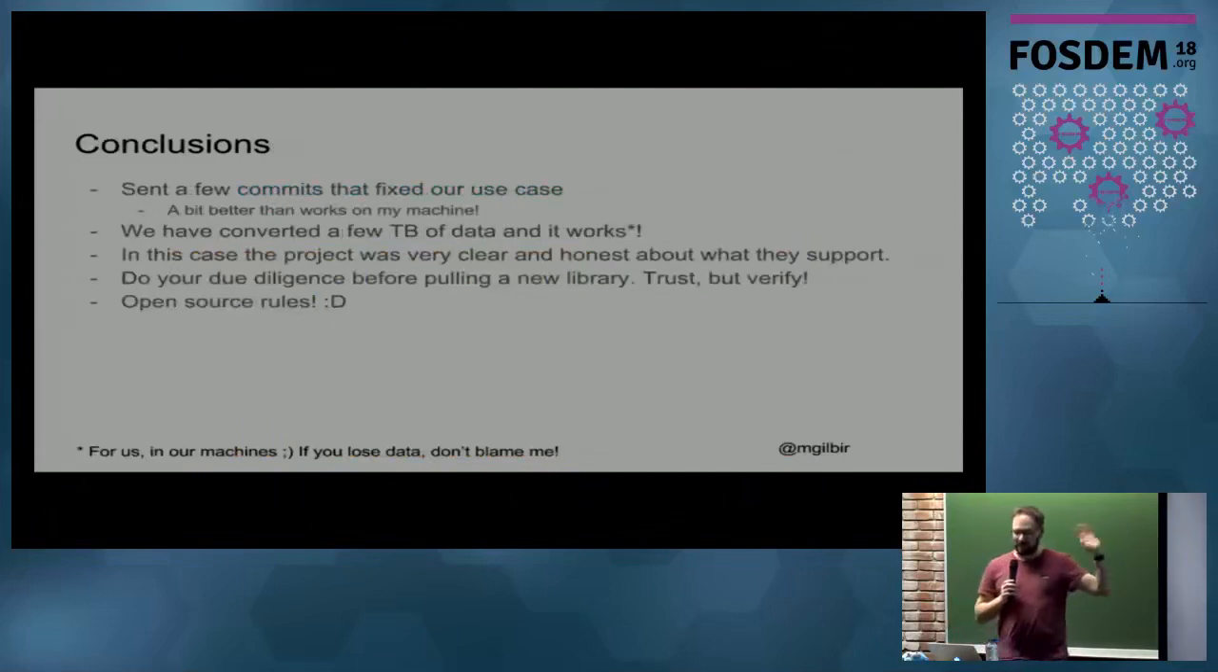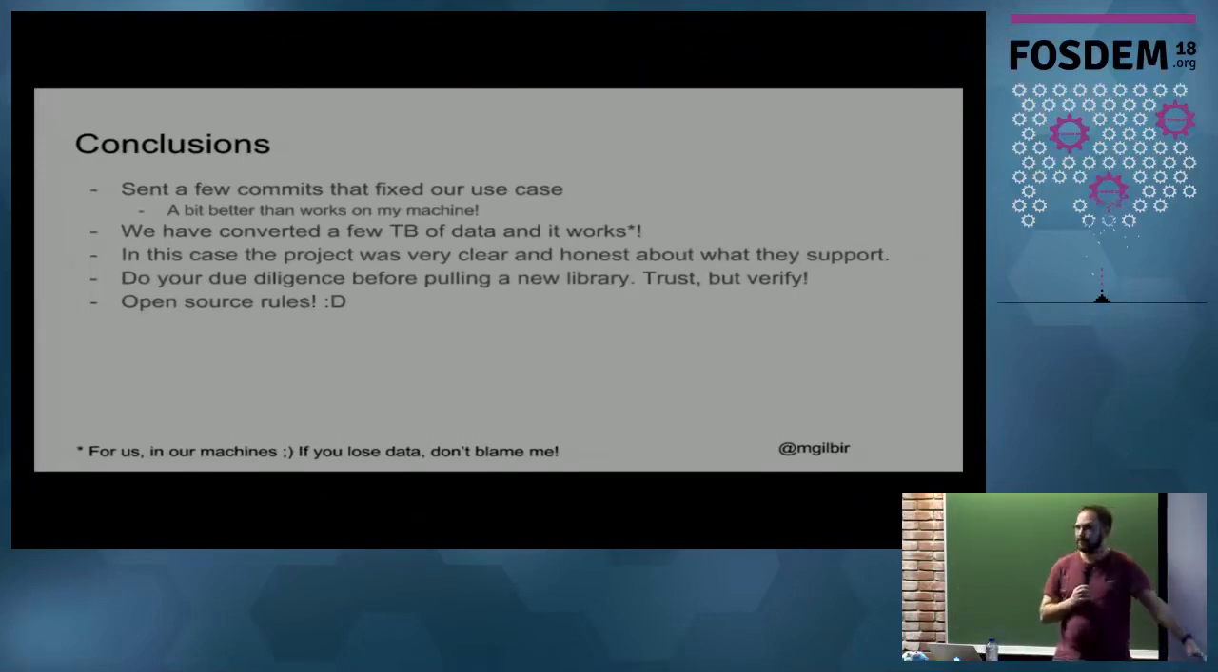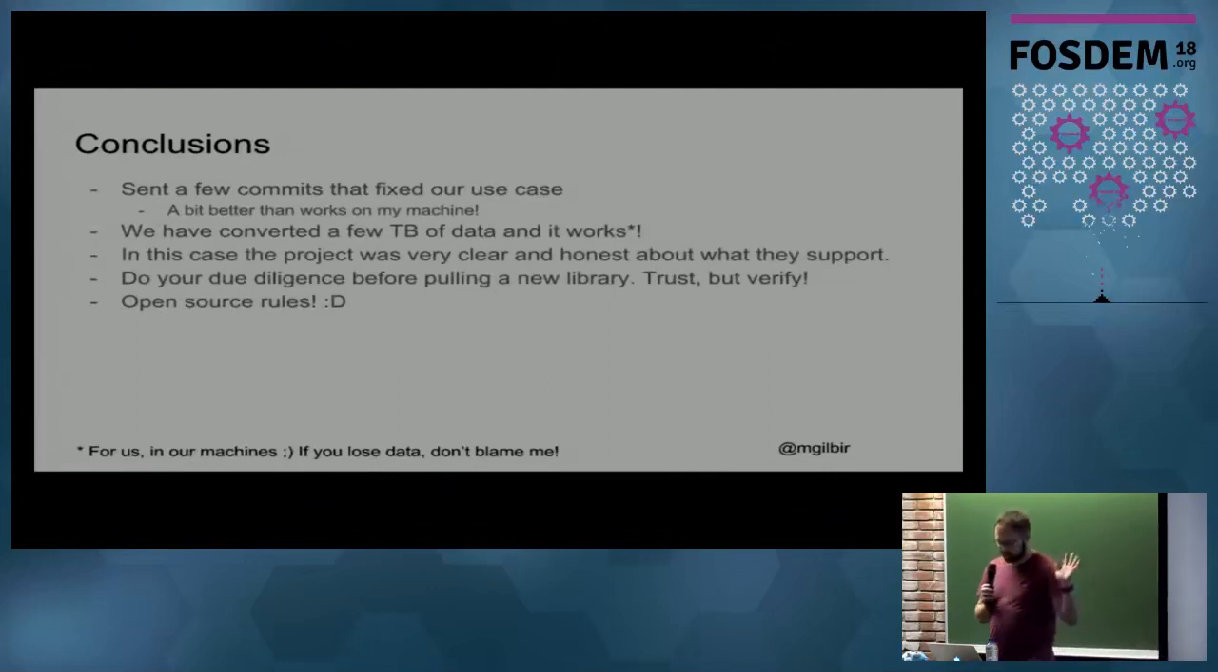So, conclusions. We sent a few commits that fixed it for our case, which is a bit better than works on my machine, because apparently it works on the developer's machine. We have converted a few terabytes of data, and now it works for us on our machines. If you try to use it and you lose data, don't blame me. In this case, the project was very clear and very honest about what they supported, and that is something we really liked. And this goes without saying, but any time you're going to be pulling some library, please do your due diligence before using it.